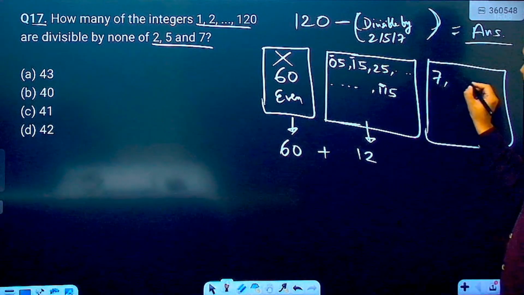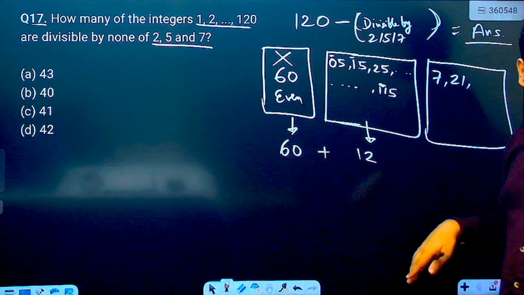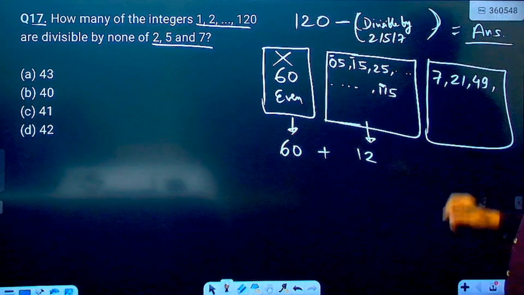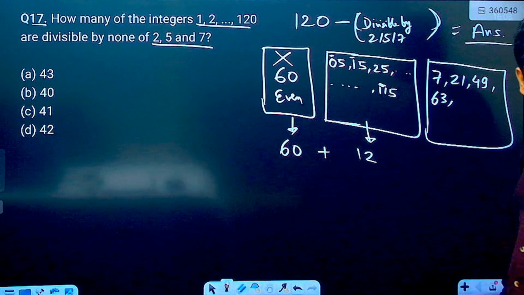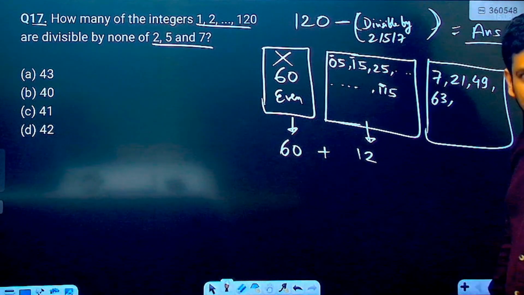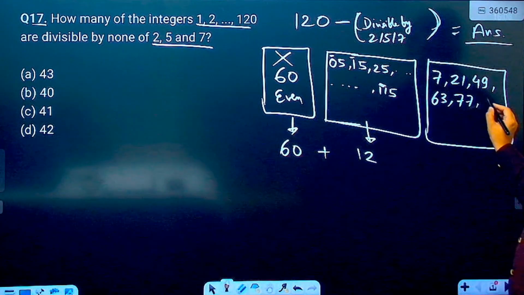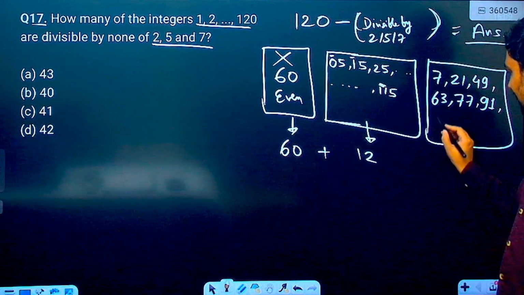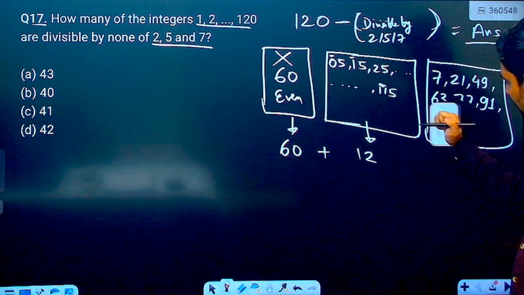Then 7 into 3, 21. Yes. Then 7 into 5, 35. But 35 is already covered here. Then 7 into 7, 49. Yes. Then 7 into 9, 63. Yes. 7 into 11 is 77. Yes. 7 into 13, 91. Yes. 7 into 15 is 105, but 105 must have been counted.